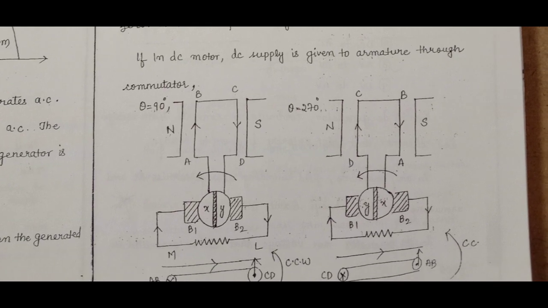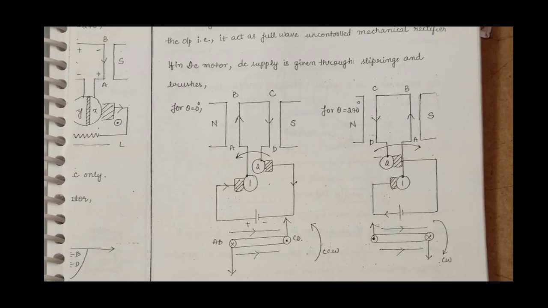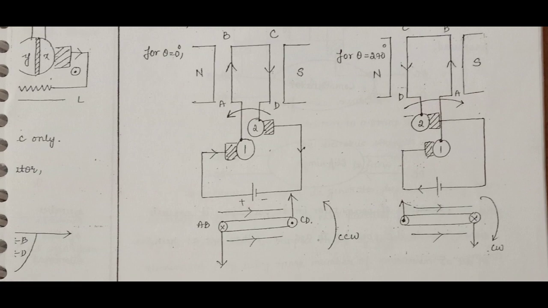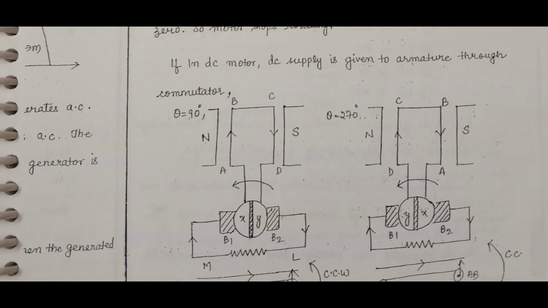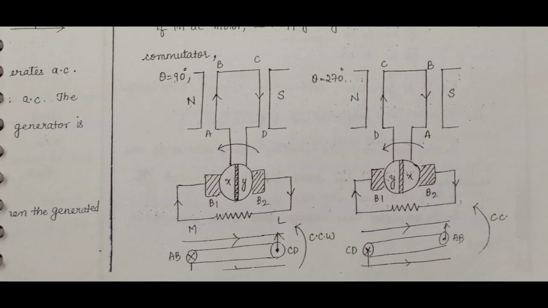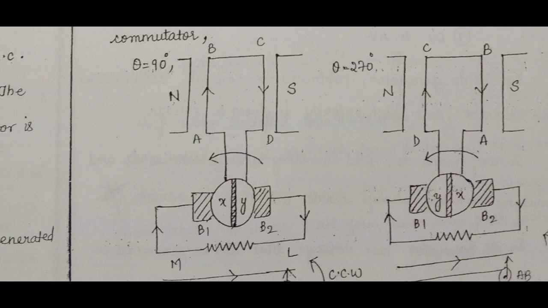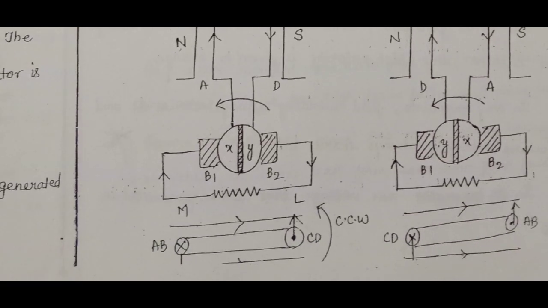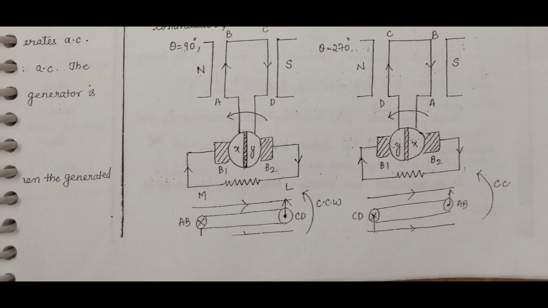at 90 degrees, correct it: not at theta equal to 0, but at theta equal to 90 degrees. So in a DC motor, DC supply is given to the armature through the commutator. Now we are using the commutator in place of slip rings. So see, with a north pole, the conductor AB is a cross and CD is a dot. So there is a counterclockwise torque produced.